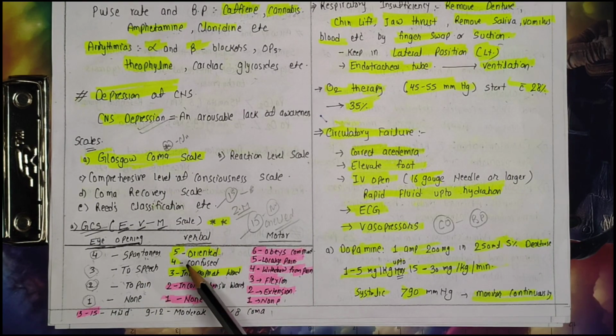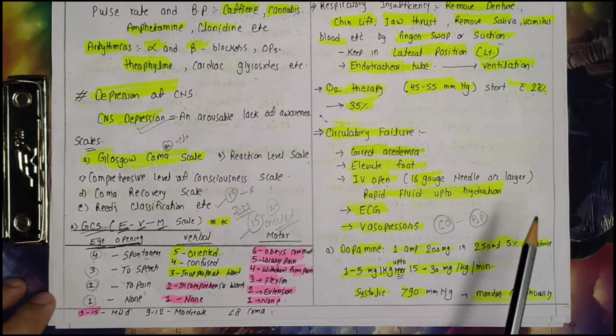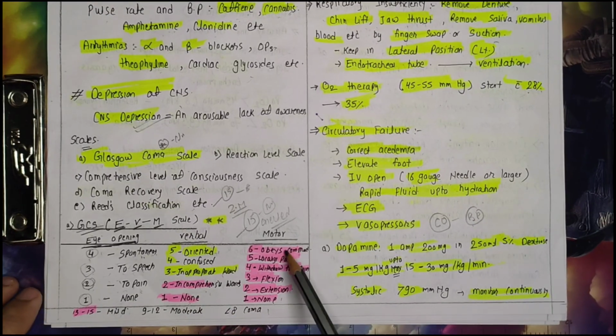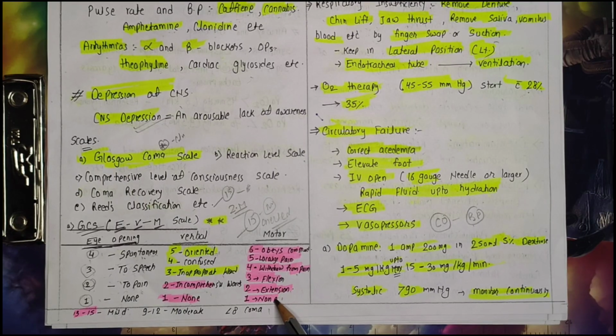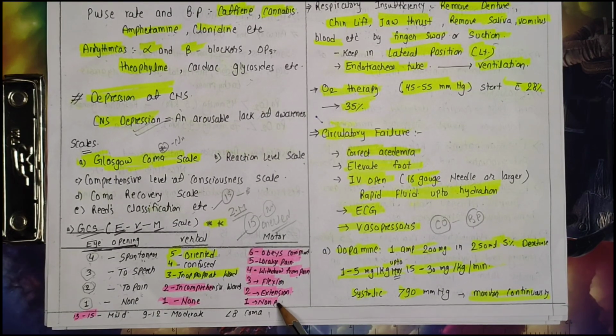Similarly, in the verbal response, the highest rating is 5 and the lowest one is none. Similarly, in the motor response, the highest is 6 and the lowest is 1. So 6 means obeys command. Whatever we say, he will obey the command. But if he is not at all obeying the command even with pain and all, then we give only 1 score. Now here, how do we have to interpret this?